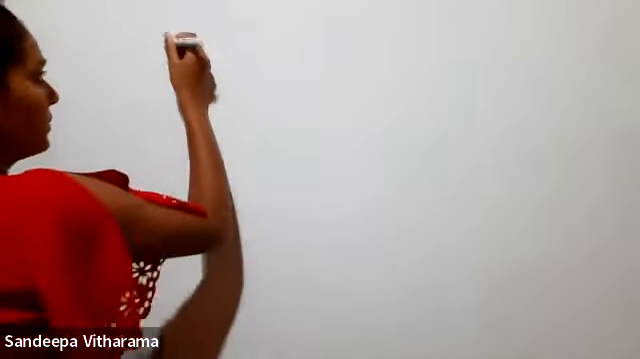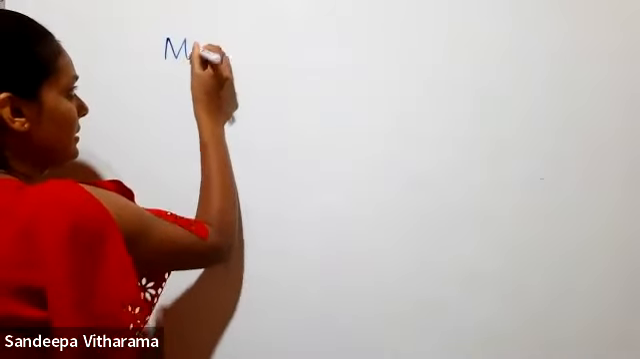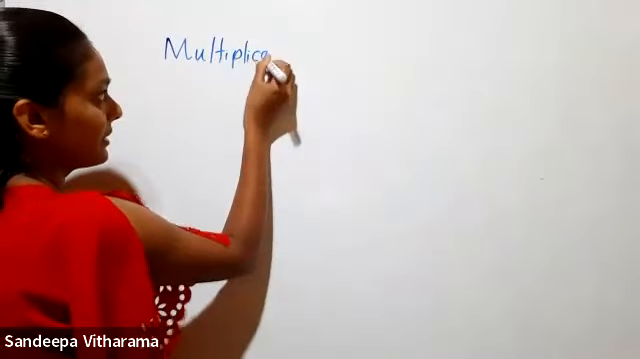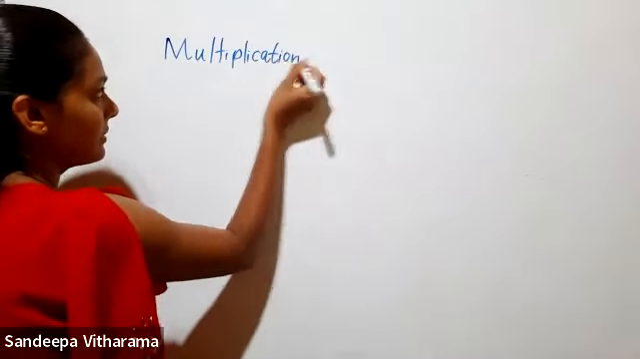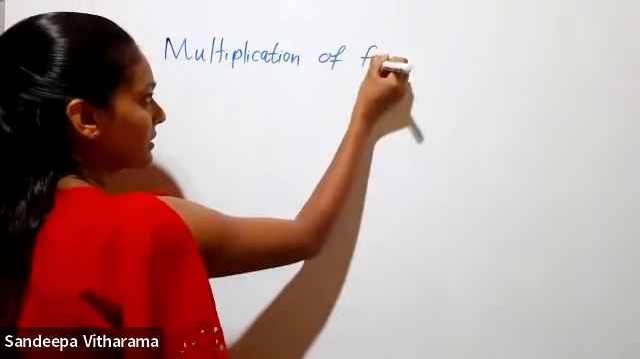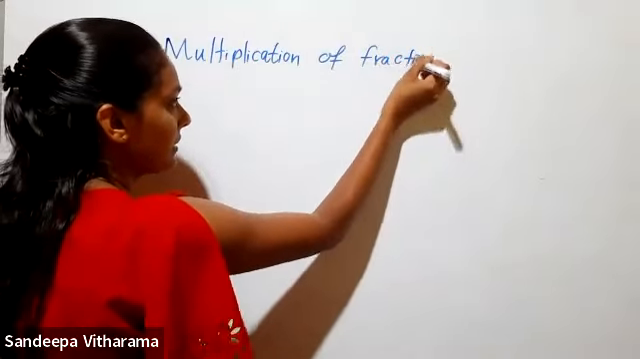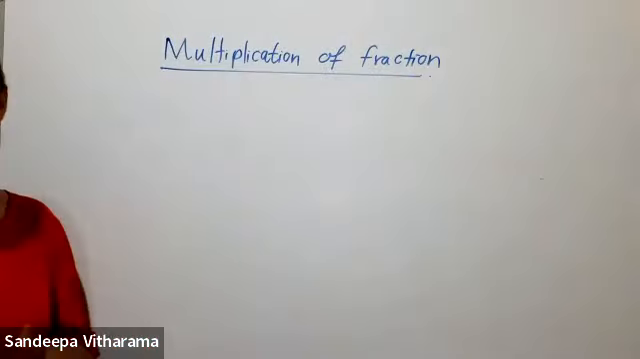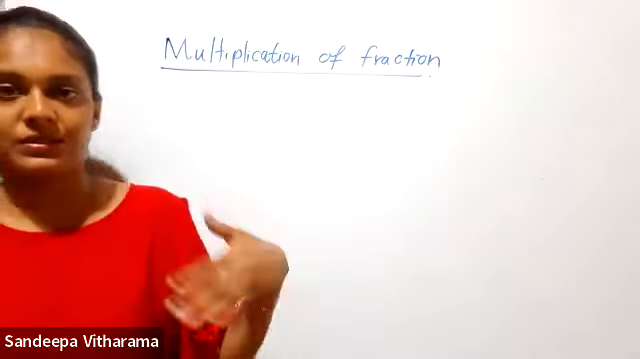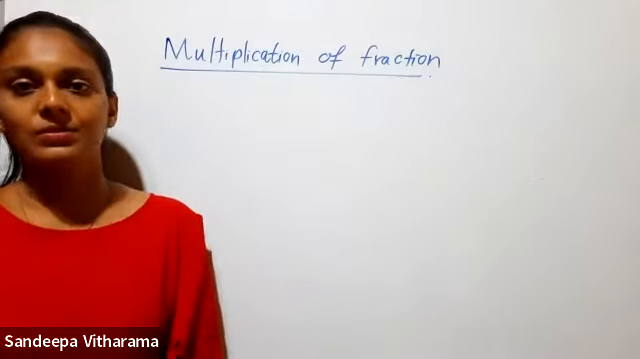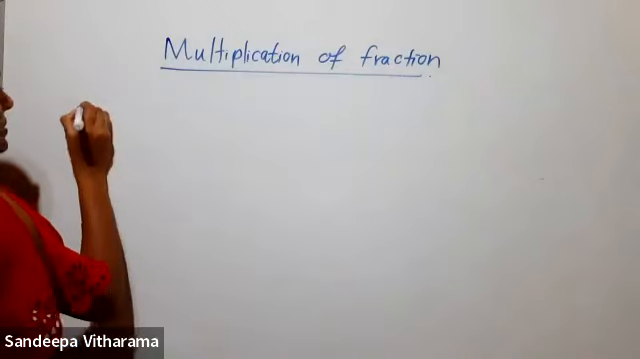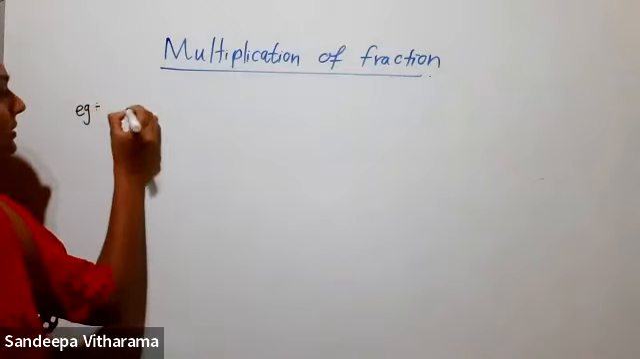Right, let's move to the multiplication of fractions. This is very easy. Multiplication is the easiest. You don't need to make a common denominator. If you know correctly how to do the multiplication of fractions, then you know how to do the division also. Okay.